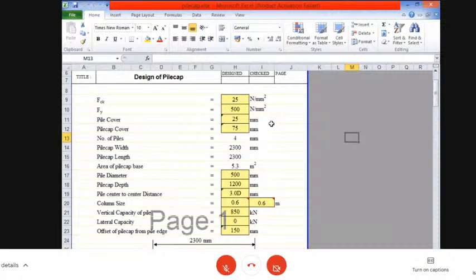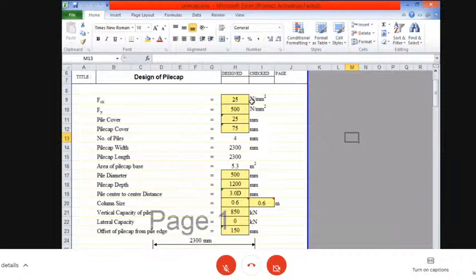Because when you are designing, you have that pile. Suppose you are designing a building of some 10 stories. For each column you get an axial force, for example, say 5000 kilonewton. For that 5000 kilonewton, how many piles are required? For those piles, we provide a pile cap. Below the pile cap you provide the piles, above it is the pile cap, and above that the column will come. This is the normal arrangement.